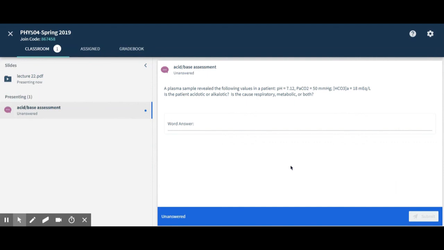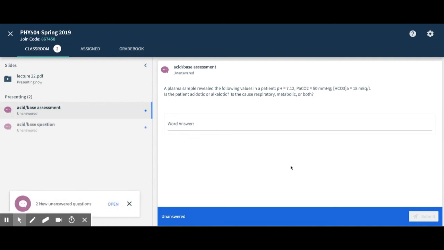What about your bicarb? Is that high or low? It's low. What does a low bicarb mean for a pH? What would that cause? That would cause acidosis, right? A low bicarb, too little base, means acidosis. So this one is which type? Respiratory, metabolic, or both? It's both, okay? Because a high CO2 and a low bicarb both contribute to acidosis, and the pH is acidotic, okay?